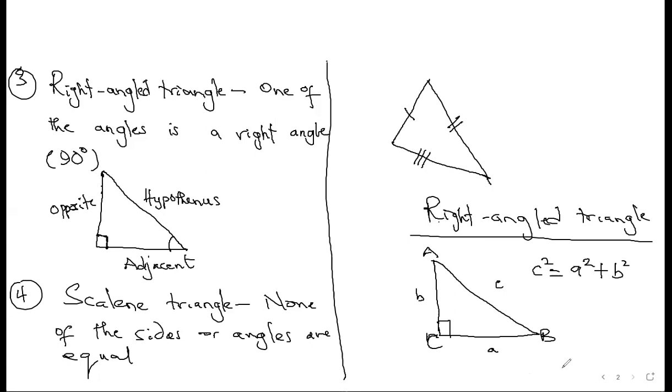So you only apply it when you have a right angle triangle. Now, the combination of numbers that obey the Pythagoras theorem is known as the Pythagoras triple. So what do we mean by Pythagoras triple? Let's look at Pythagoras triple.